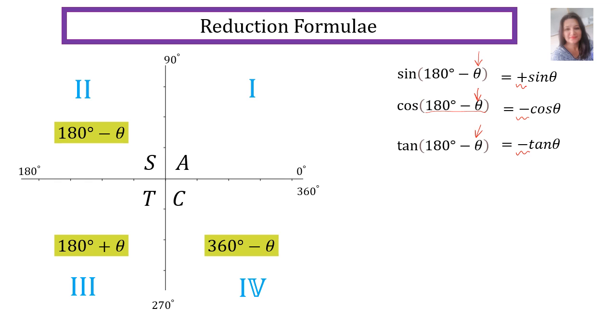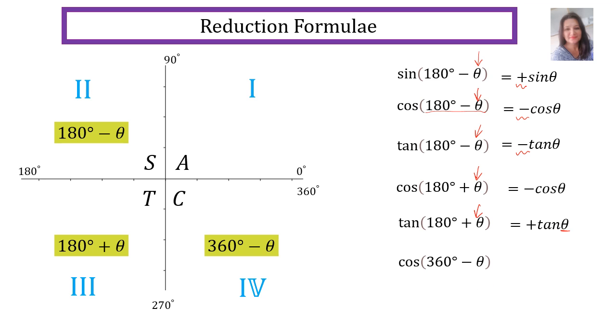Tan is negative there. Cos 180 degrees plus theta, you will reduce it to this angle, so it's cos theta. Why negative? Because in the 180 plus quadrant, cos is negative. Tan 180 plus theta becomes positive tan theta. This angle is the angle that you're going to write there. And can you see it's plus tan theta? Why? Because the 180 plus quadrant is tan's quadrant.